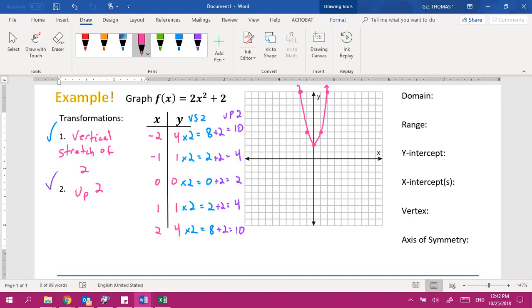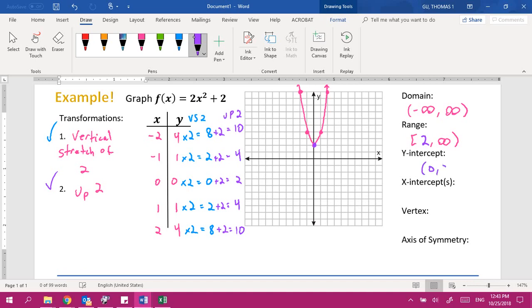Okay, and so let's do the domain, range, and all that stuff just to make sure we know. What is the domain of this graph? Negative infinity to infinity. That's right. All quadratics are the same. It's always negative infinity to positive infinity on the domain. What's the range here, though? Look at your graph to see. Bracket 2 to infinity, that's right. Because we start at the 2, the lowest point is 2. The highest point, it doesn't have one, so it goes to infinity. What's the y-intercept?